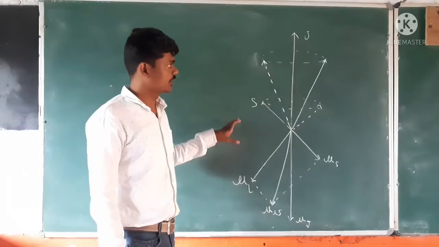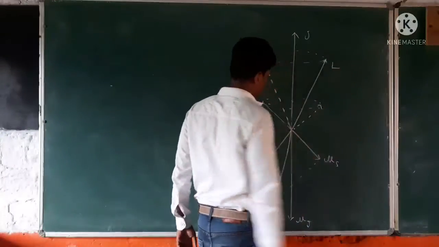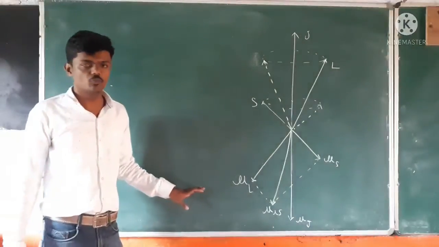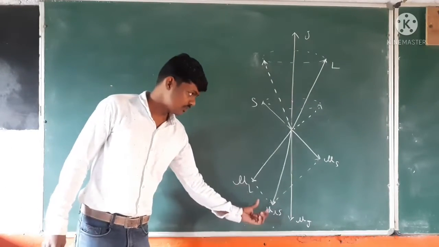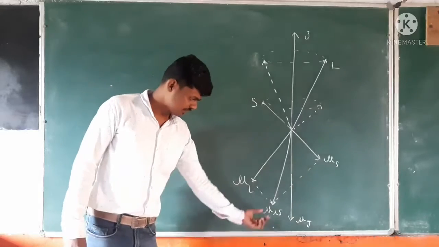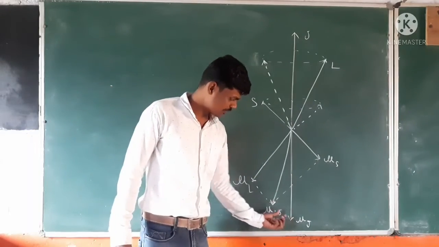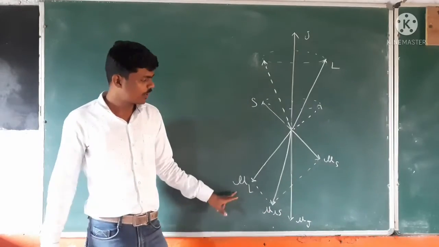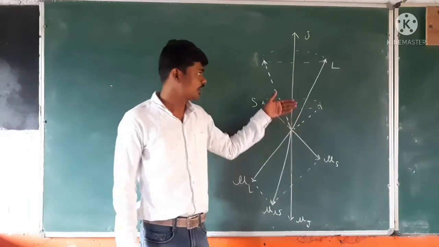So this is the vector diagram for magnetic moments. We know this is the orbital magnetic moment, and this is the spin magnetic moment. They have a resultant. So why are we showing these two separately? Because we know mu L and mu S, and this is about mu J. They are in opposite directions.